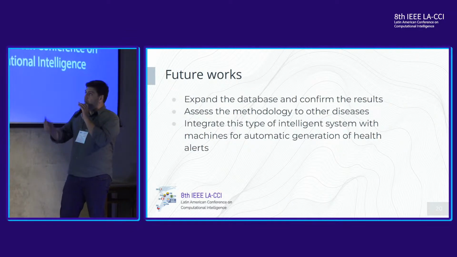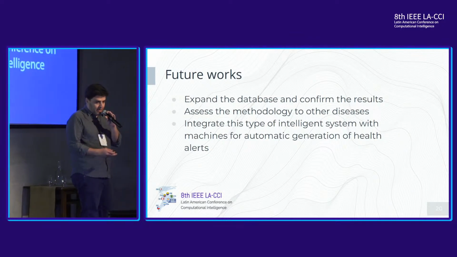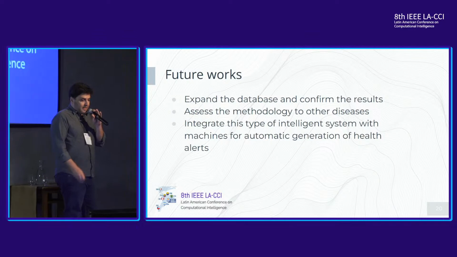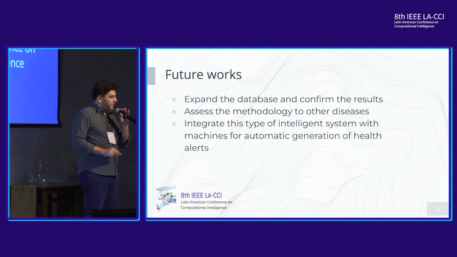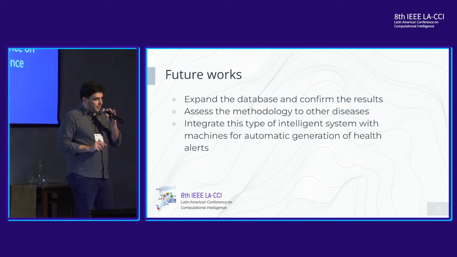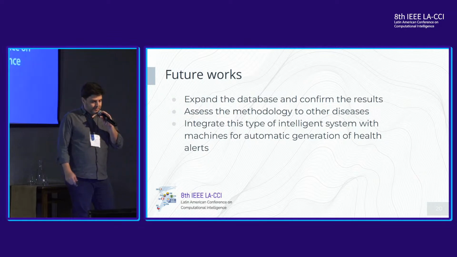Okay, and for the future, we are planning to expand the database to confirm the results and assess the methodology for other diseases. The idea is that if you can find these patterns in the fluorescence, you can try to give some alerts for the doctors to say, okay, you have to check if you have diabetes or if you have any other disease, and then you can improve the quality of life and the lifestyle of the people.